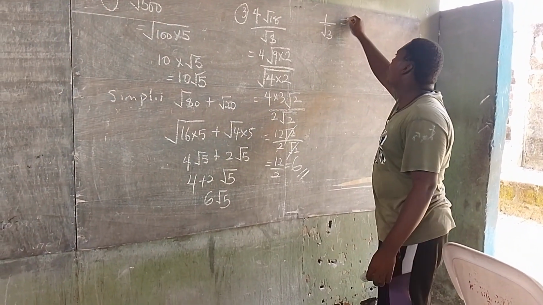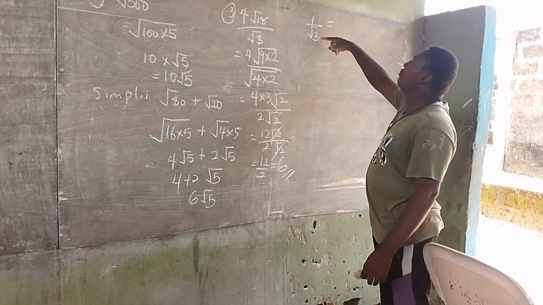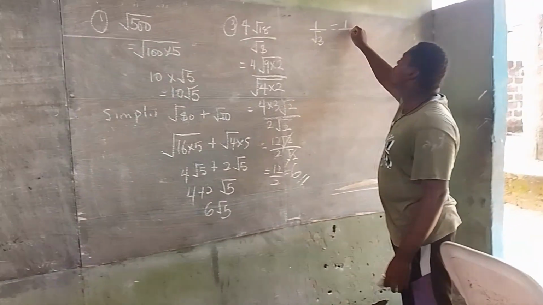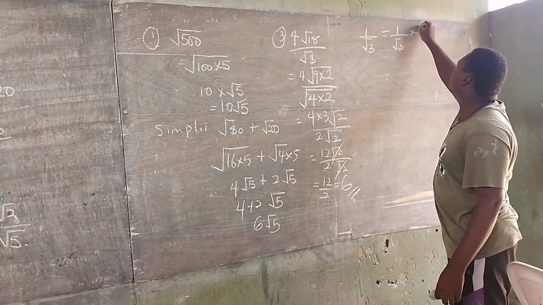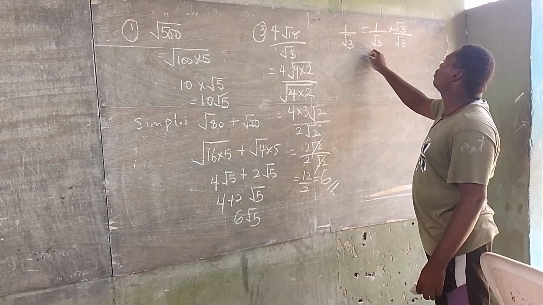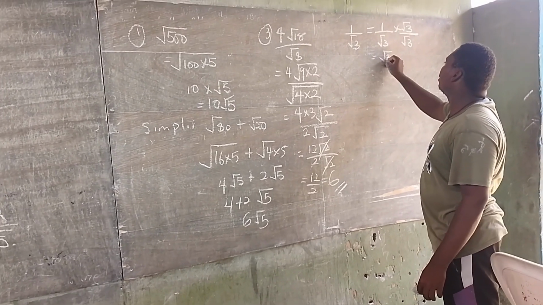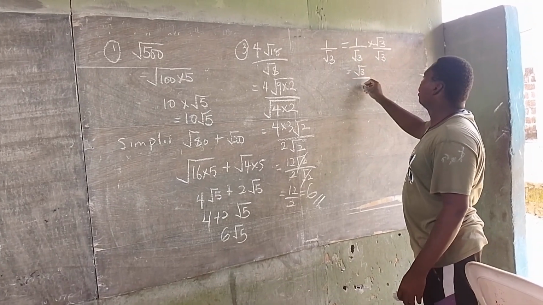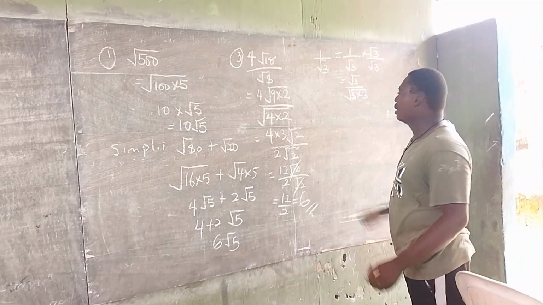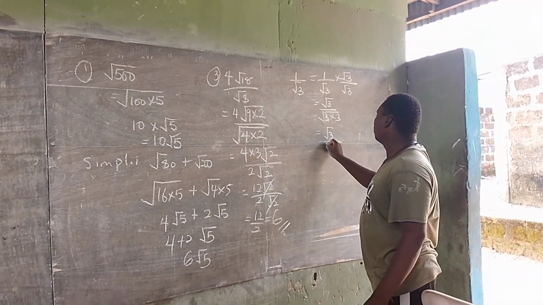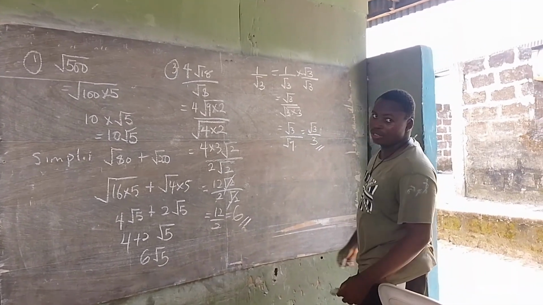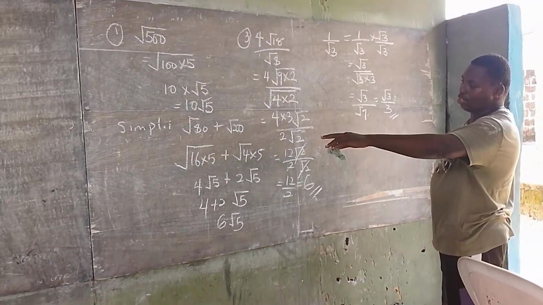Now this is equal to, when rationalizing, multiply by the denominator. Multiply by the denominator, so you have 1 over root 3 times root 3 over root 3. The same method. Now you have 1 times root 3, root 3 over root 3 times root 3. According to the law, this is root 3 over root 9, which equals root 3 over 3. This now becomes our final answer.